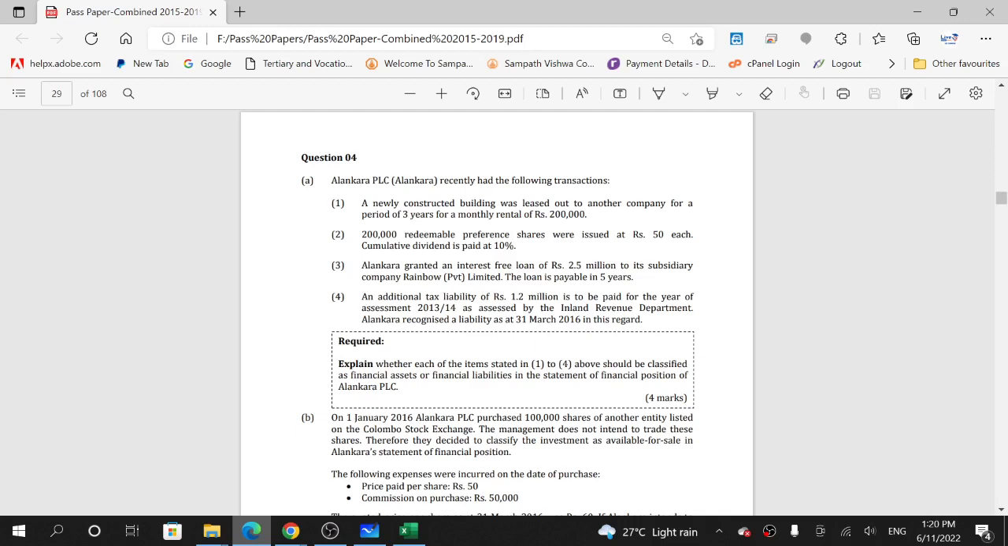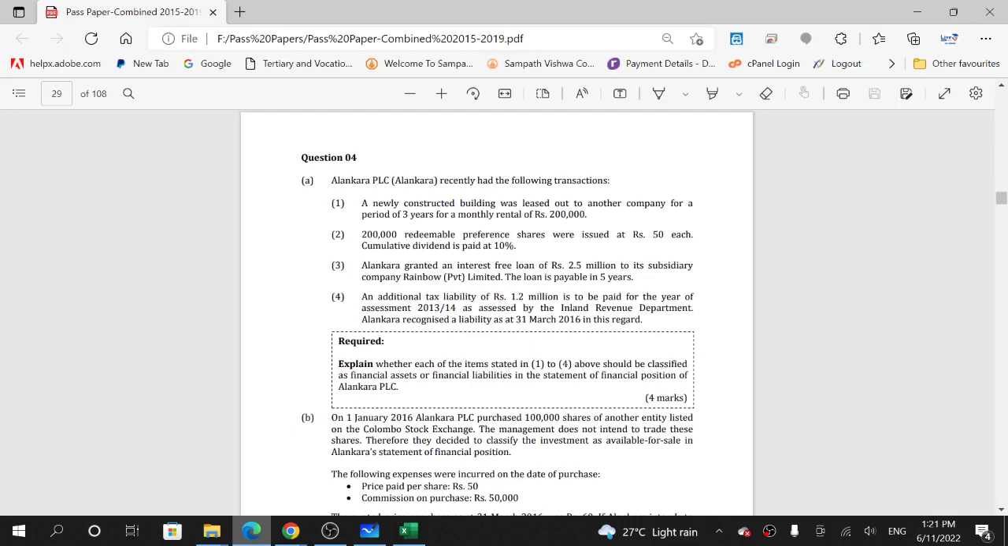So based on that definition, now you should identify whether the first one, second one, third one, and fourth one can be classified as a financial asset or a financial liability. That is the requirement. If we have any doubt in the first one, shall we look at the second one? 200,000 redeemable preference shares were issued at 50 each. Cumulative dividend is paid at 10%.